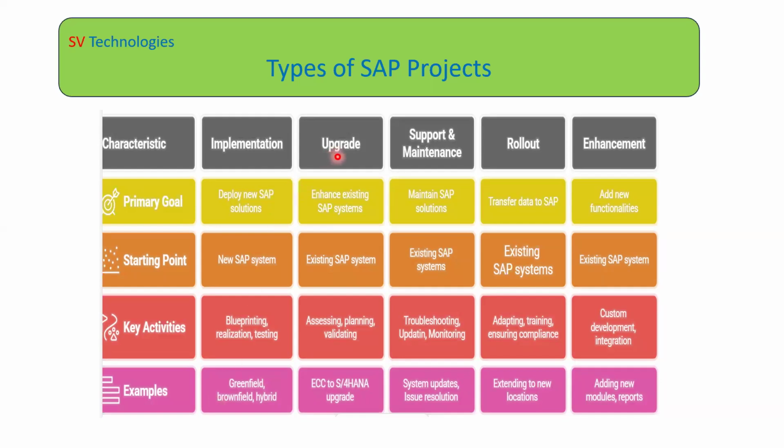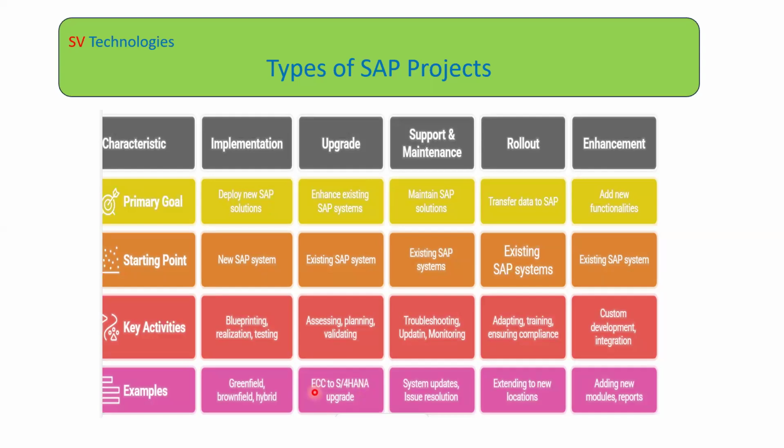Coming to upgrade, upgradation is nothing but this. If the client is already using an SAP system, they want to upgrade from the existing version to the latest version. For example, the latest version in SAP is S/4HANA. Let us say the client already has ECC or some R3 SAP system. If they want to upgrade from the existing SAP version to the latest version, that kind of project we call an upgradation project.